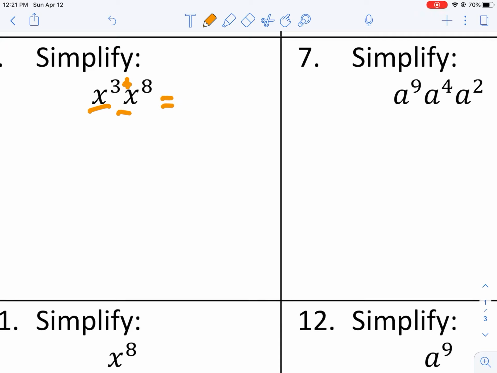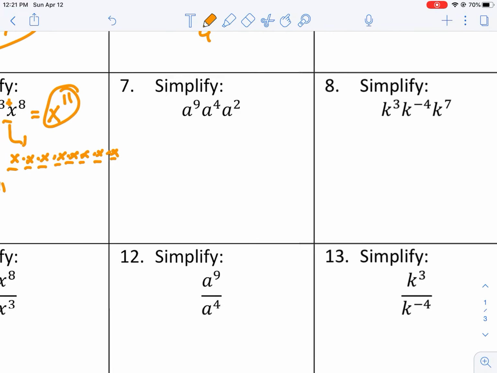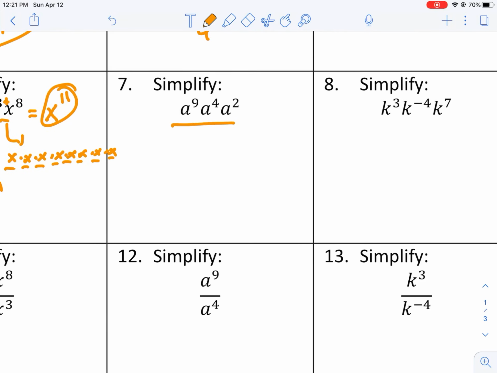When we do number 6, we have like bases and we're multiplying, so we add the exponents: x to the 11th power. You're done. You can take this to x times x times x, and you can take this to x times x times x times x times x times x times x times x. That's 5, and then 3 more is 8 of them, and 3 more is 11 of them. If I multiply this all together, that's x to the 11th.